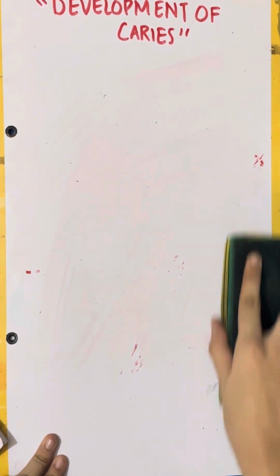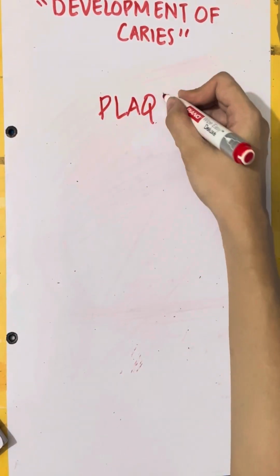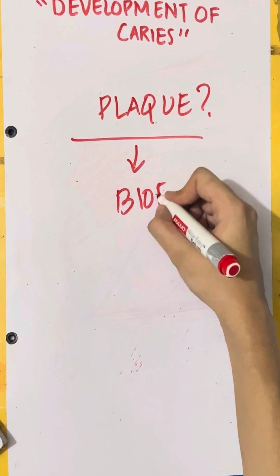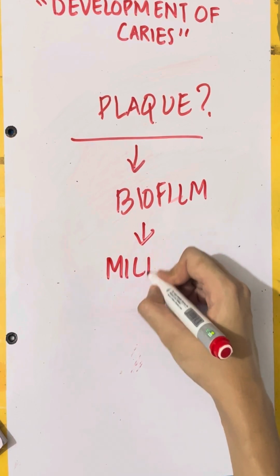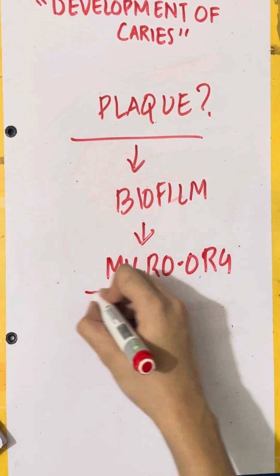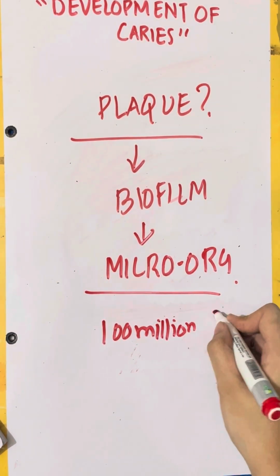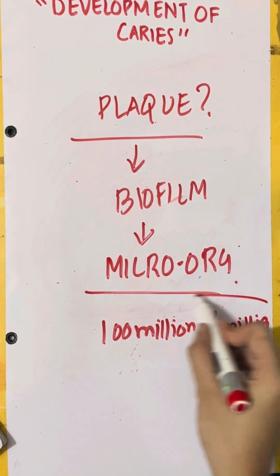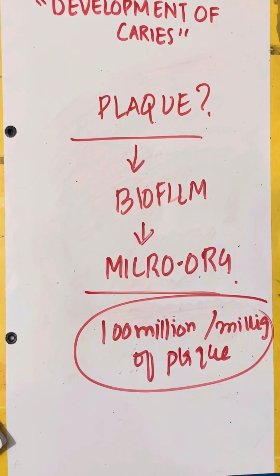Now caries occurs on those parts of the tooth where plaque is accumulated. What is plaque? Plaque is a biofilm. Biofilm of what? Biofilm of microorganisms. In plaque, 100 million microorganisms per milligram of plaque are present.